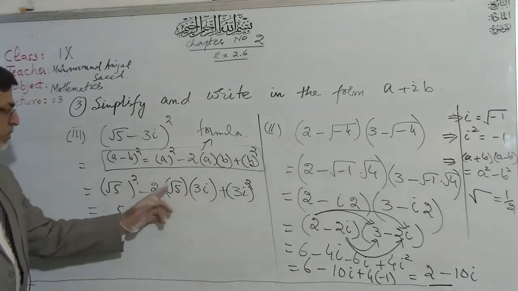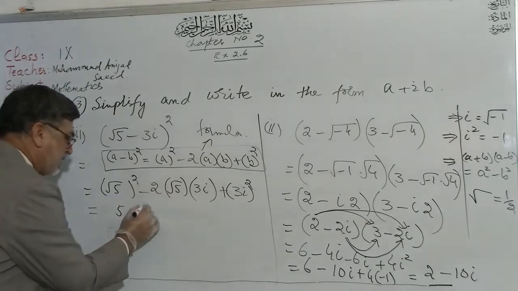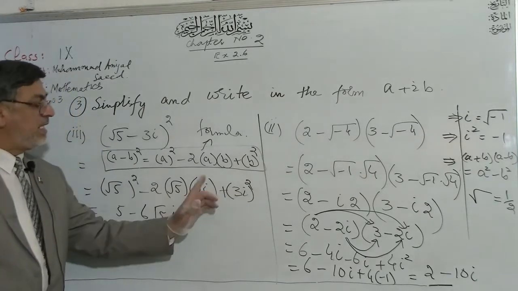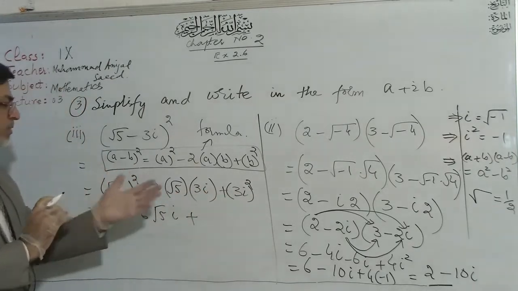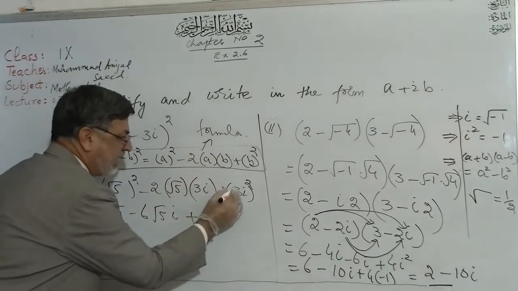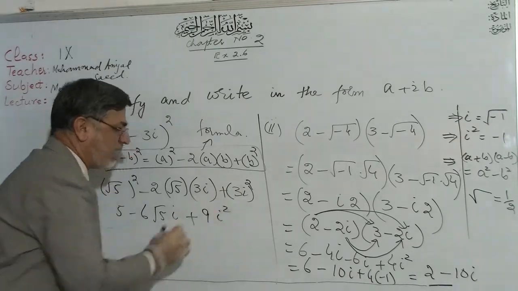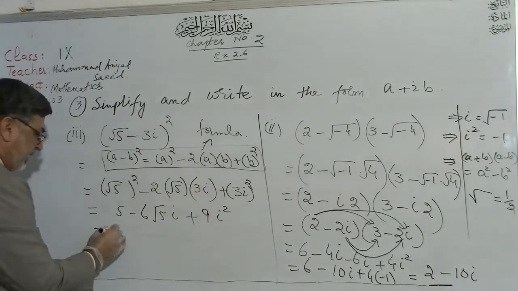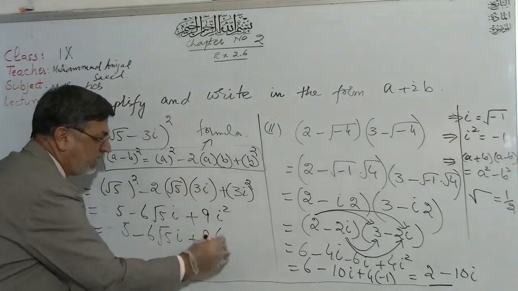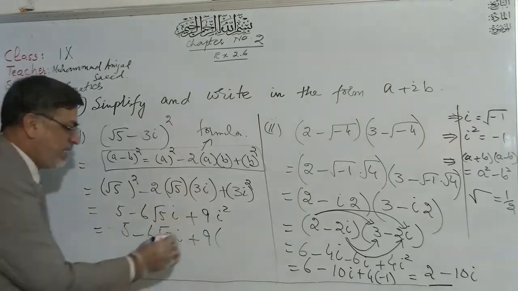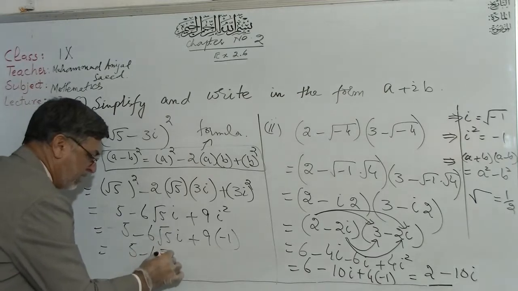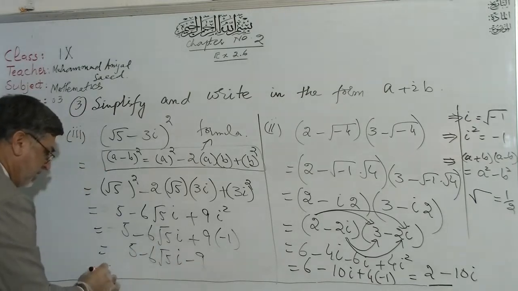Minus 2 into 3, 3 to the 6 into 5 under root iota, and plus this square will be distributed on both numbers. That is 3 square. 3 square means 9 iota square. Here is 5 minus 6 into 5 under root iota plus 9. You know that what is the value of iota square? This is minus 1. You apply 5 minus 6 into 5 under root iota, that is minus 9.